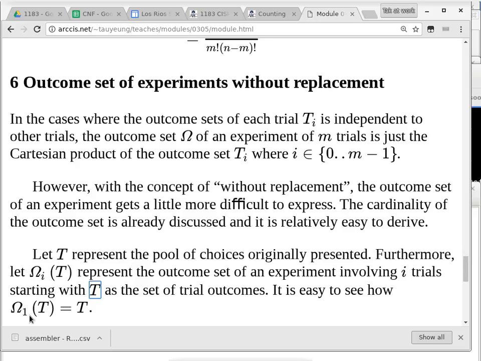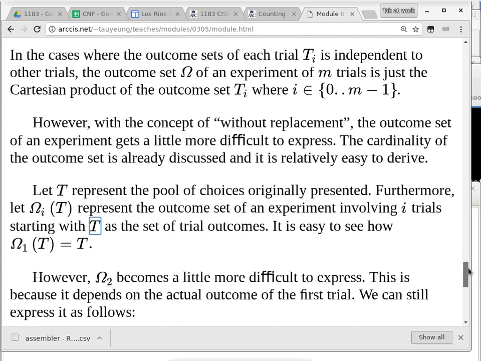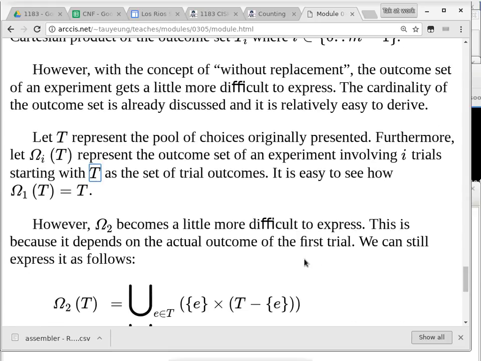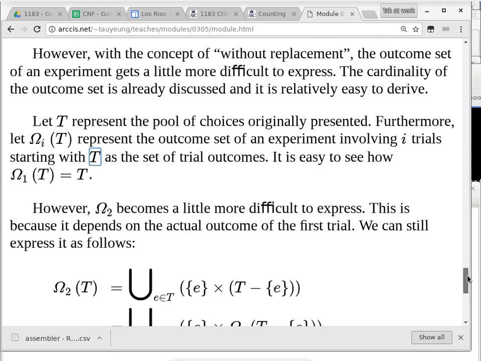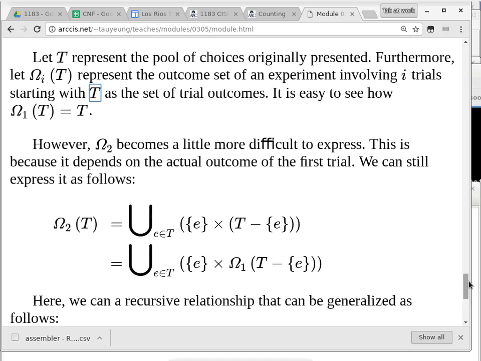Okay. So now the next question is, if I tell you what is omega 1, how do we derive omega 2? Okay, so let's look at this definition of omega 2 and see whether it makes sense or not. So omega 2 of t, okay, which means we are now talking about the outcome set of an experiment that has 2 trials, where the first trial starts with t as the possible outcomes.